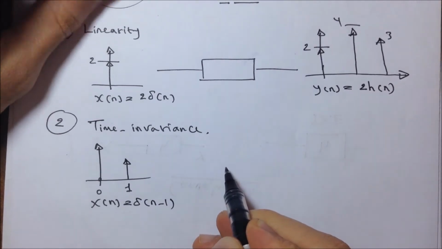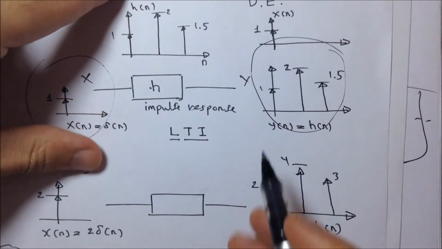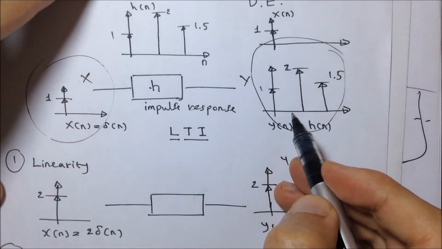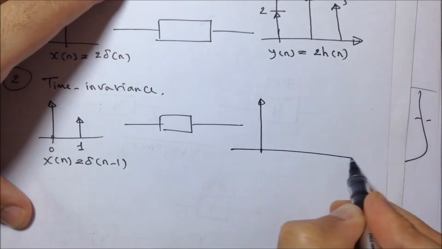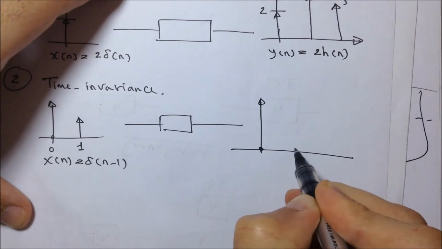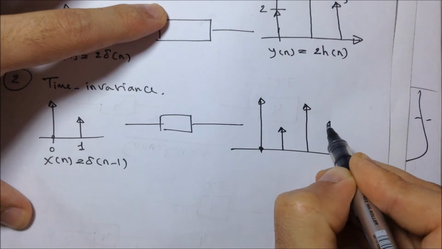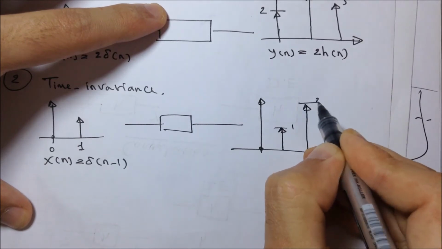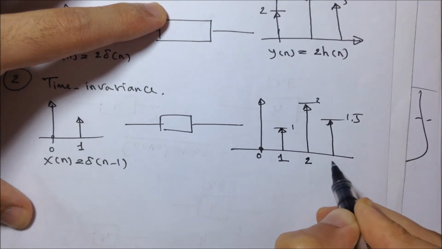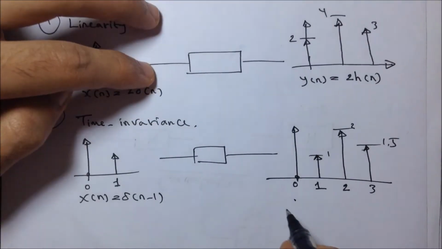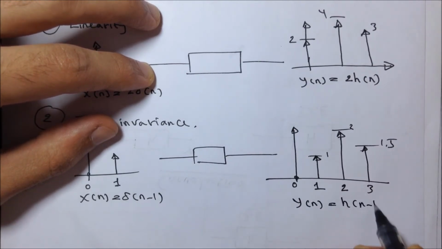then if the system is time invariant, the output of the system is going to be, well, guess what? It's the same output but delayed by 1 second. So the output is going to be something like this: 0 and then 1, 2, 1.5. This is 1, this is 0, 1, 2, 3. So we can write that y of n equals h of n minus 1.